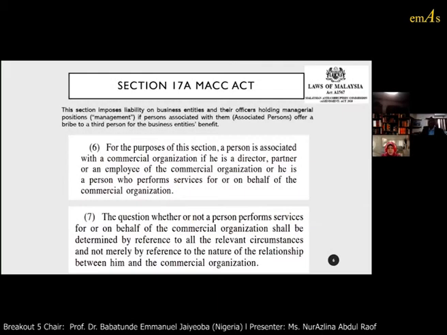liability on the business entities as well as their management if the associated persons of the business entities offer a bribe to a third person for the benefit of the said business entities. So who are these associated persons? They are the directors, the partners, the employees of the business entities, plus also a person who performs services for and on behalf of the business entities. In the context of a person who performs services for and on behalf of the business entities, according to sub 7, it shall be determined by referring to all relevant circumstances.